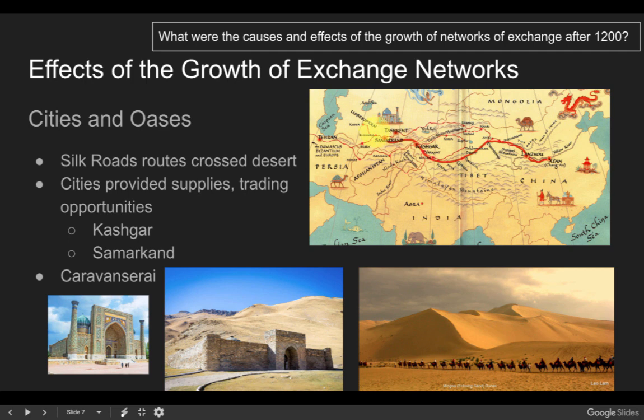Here is Samarkand, right here in Central Asia, and then Kashgar is here, and you can see that they're both along this main Silk Road's trade route. In addition to trading goods like textiles, traders also exchanged ideas such as religion. It was through this process that Buddhism spread to China from India.